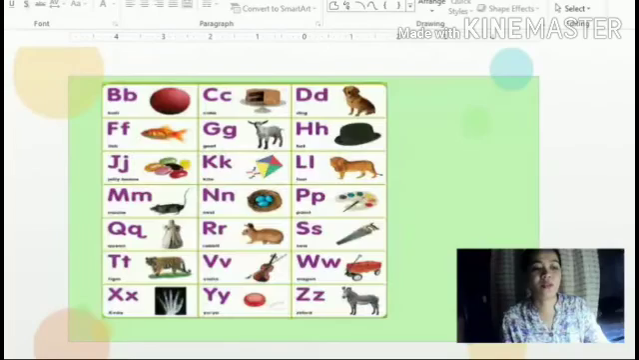Here is another example, the consonants. In the consonants, there are also letter sounds. Examples are letters B, C, D, F, G, H, and so on.